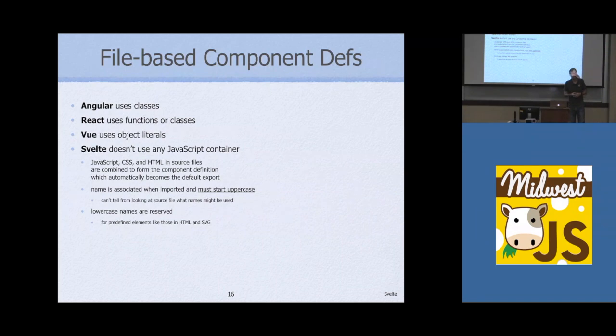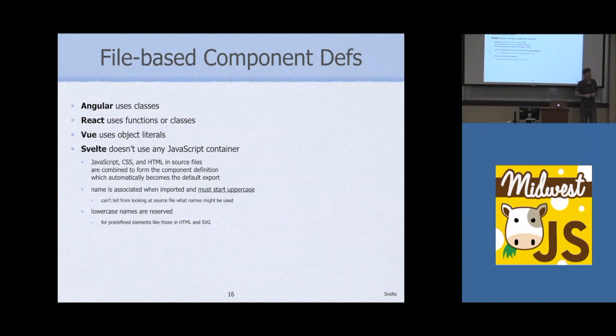I like that it's file-based. So in Angular, you define a component with a JavaScript class. In React, you can do that too, but usually you use a function these days, especially with hooks. In Vue, you define a component with an object literal that tells it about the props and the computed props and the data and the methods and all that.